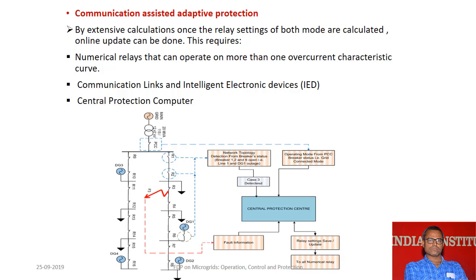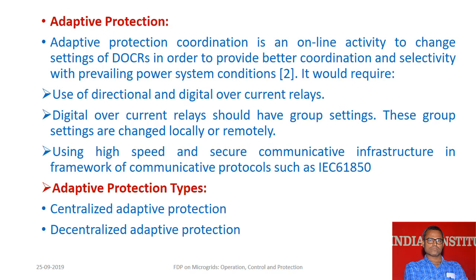You can see here from relay 3 the information is sent to the central protection system. Again here the operating mode is identified, and accordingly the relay setting is updated. This is called adaptive protection, where we are using communication techniques. Adaptive protection coordination is an online activity to change the settings of DOCR, that is directional overcurrent relays, in order to provide better coordination and selectivity with prevailing power system conditions, right?